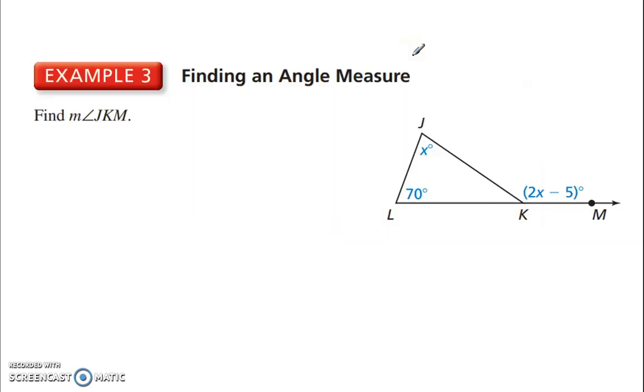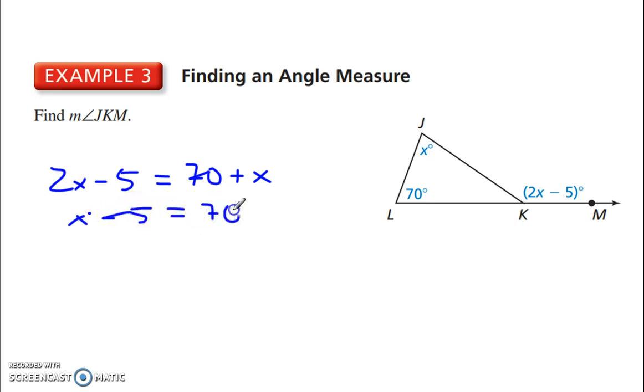All right, knowing that, I can now find this measure. I know that this exterior angle is equal to these two, so I can do 2x minus 5 is equal to 70 plus x. Subtract x on each side. We get x minus 5 is equal to 70. Add 5, and x equals 75.